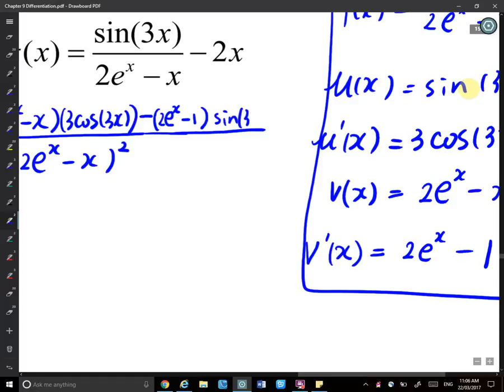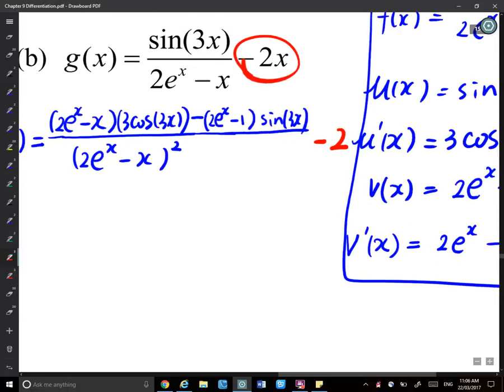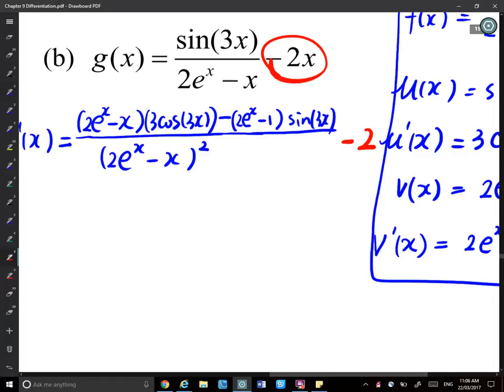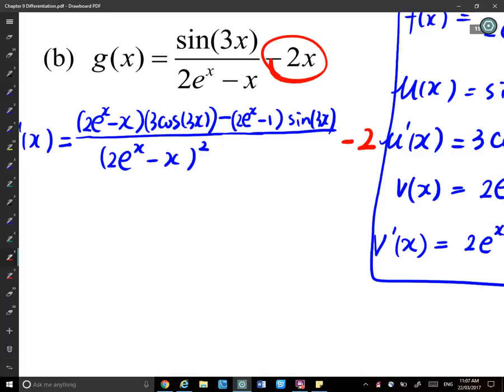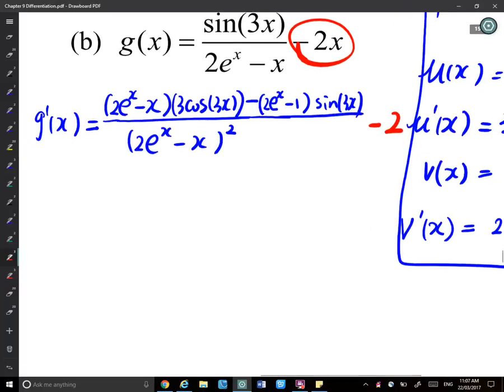times sin 3x. But don't forget, you still have a minus 2x here. Remember to minus 2 in the end. You still have the minus 2x there. You differentiate the minus 2x, that's a minus 2.